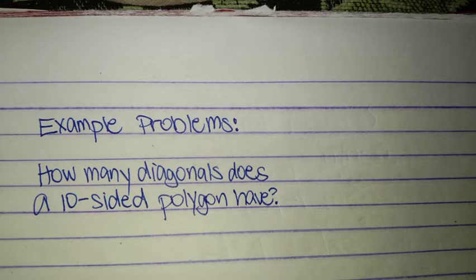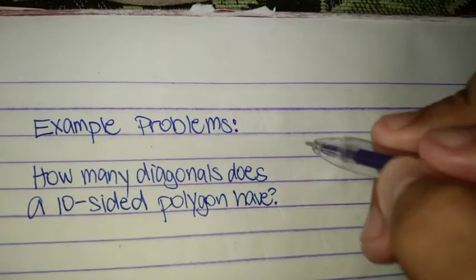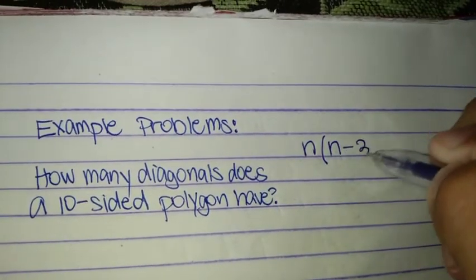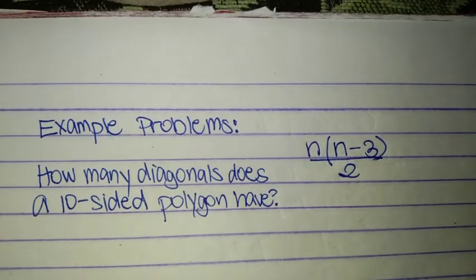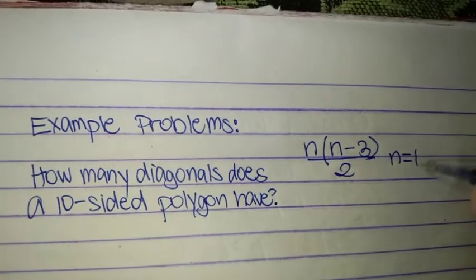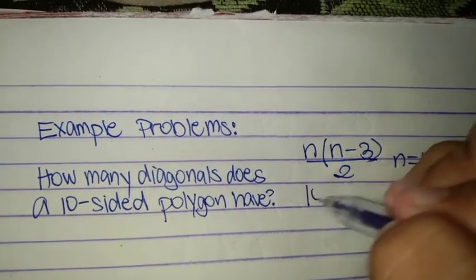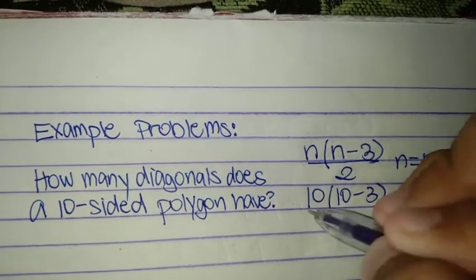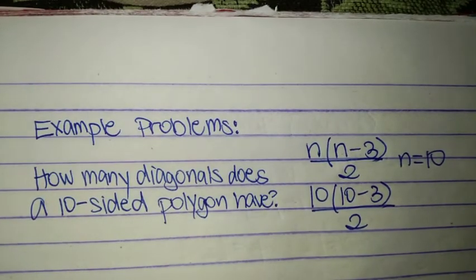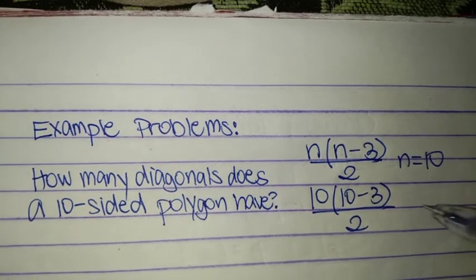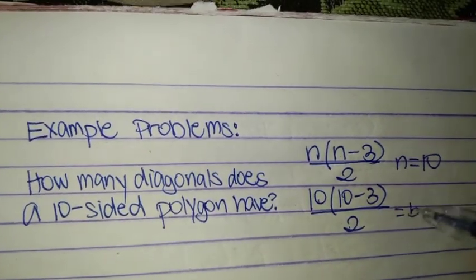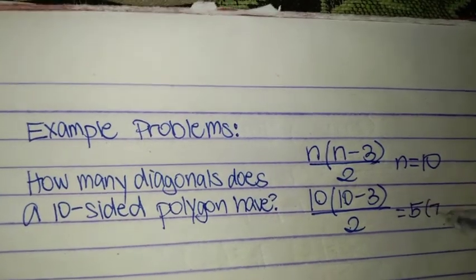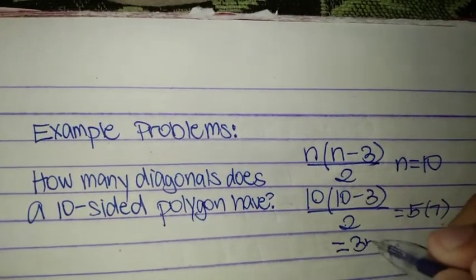First example problem. How many diagonals does a 10-sided polygon have? Recall from earlier that the formula for the number of diagonals is n multiplied by quantity n minus 3 over 2. We just have to plug in n equals 10. So we have 10 multiplied by 10 minus 3 over 2. Then we get 10 over 2 is 5. Then 10 minus 3 is 7. We have 35 diagonals.